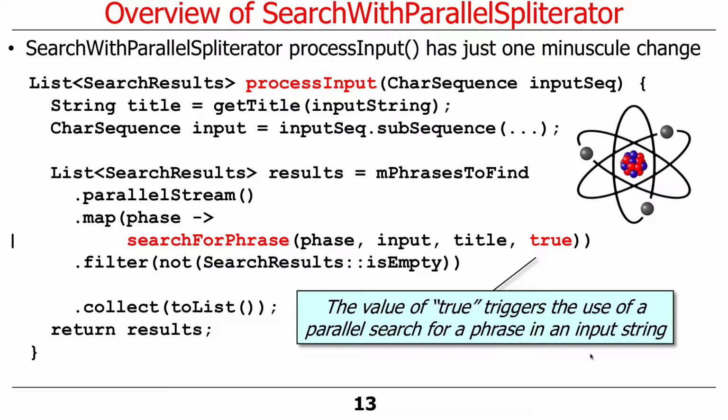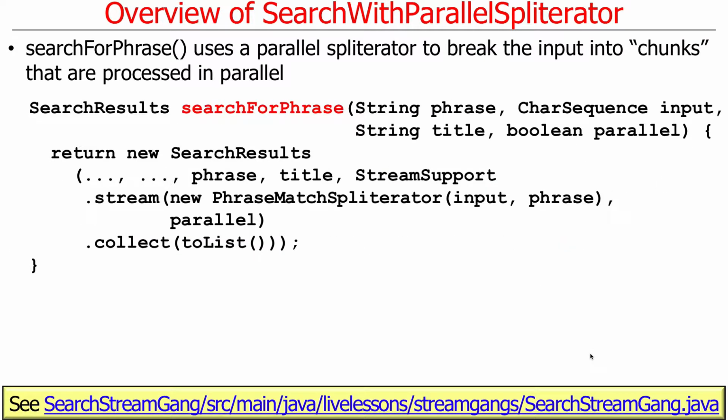But what we're going to do here is, unlike the original version, which had a false value here, which said search that single input string for each phrase in parallel, now we're going to break up the input string and search for the phrase in the input string in parallel. So it's yet another degree of parallelism. And so putting a true here instead of a false will do something really important. And what it's going to do is shown by the search for phrase method. So here's search for phrase.